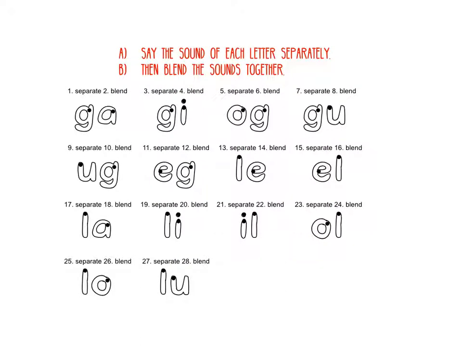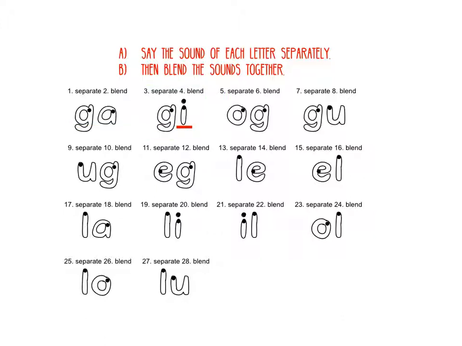Now that we've gone over all the vocabulary, we'll go over all the new blending you'll see in this booklet. So let's start with the directions again. Say the sound of each letter separately, then blend the sounds together. We'll start with this first one and then just keep going through. G, a, ga.